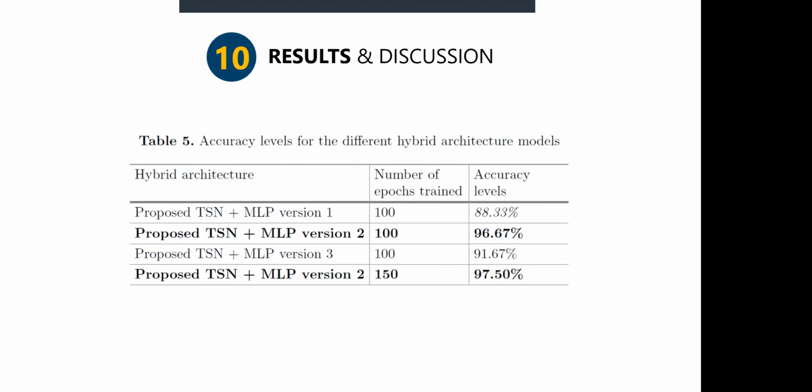In table 5, we display the results obtained by hybridizing the TSM model with various MLP architectures. All hybridizations have significantly increased the accuracy of the TSM model. However, the hybridization with the MLP version 2 stood out the best, and all these were trained for 100 epochs, and gave us an accuracy of 96.67%. But analyzing the results, we saw that there was still potential for this architecture to get a higher accuracy level. And so we trained it for 150 epochs, and we got an even higher accuracy of 97.5%.